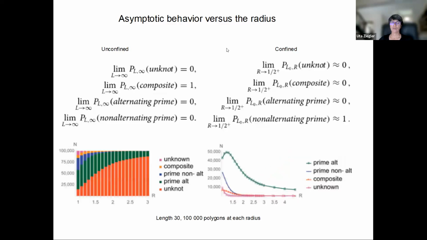Next, we're looking at the asymptotic behavior versus the radius. This is the same as we just had before. Here we ask what happens as the radius goes towards 1.15. It's the same thing as on the prior slide, except we have these squiggly lines, which indicate, of course, that the length needs to be large enough. If the length is such that I can only make alternating primes and the unknot, for example length 6, then certainly this is not happening. So this still has to be for a length which is large enough.